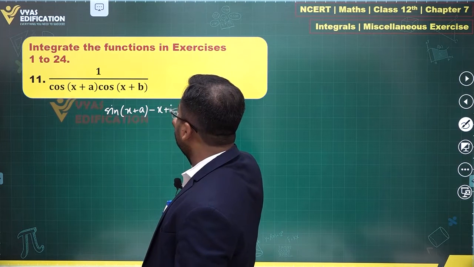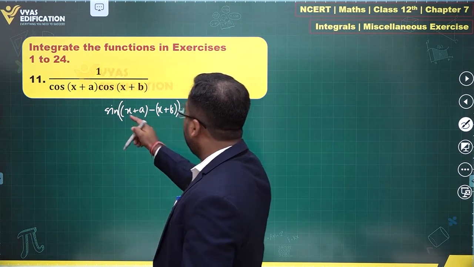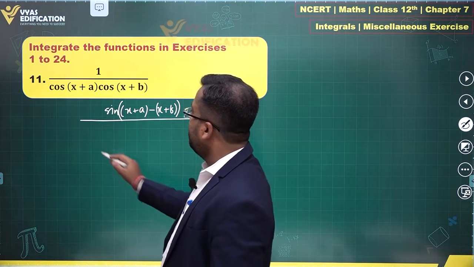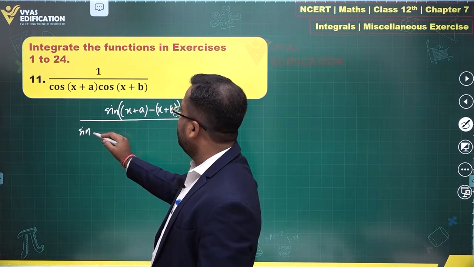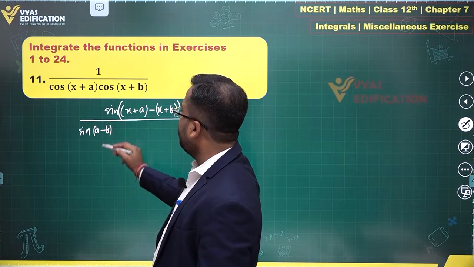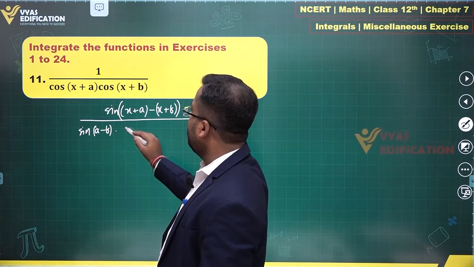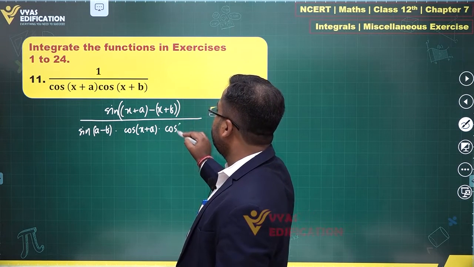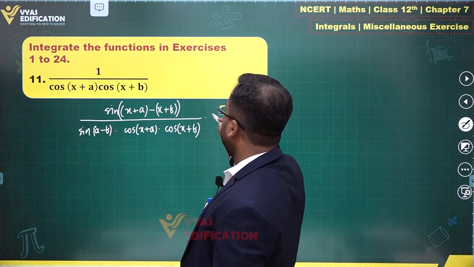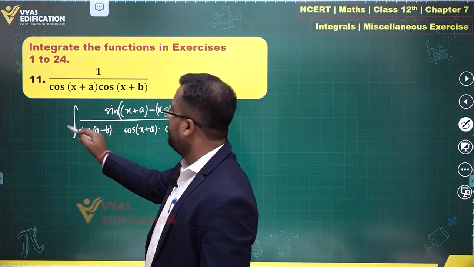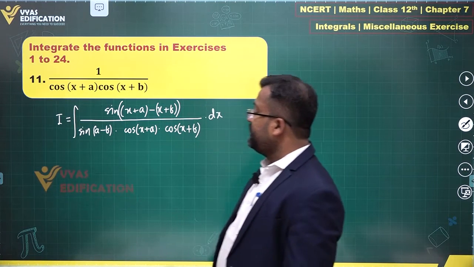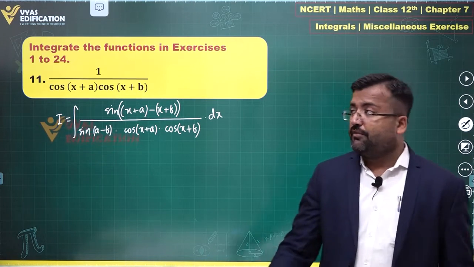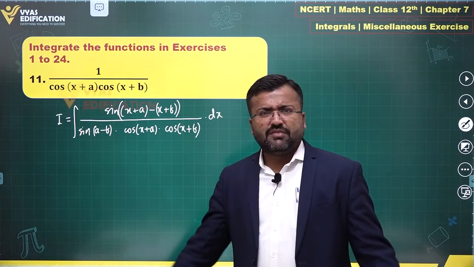What is this? x minus x goes, a minus b is what you get. Multiply with this and divide with this, sin(a-b) is what you have. Then you have cos(x+a) and cos(x+b) as well. For integration, this is the first step that you have done: you have multiplied and divided with the same terms, right?